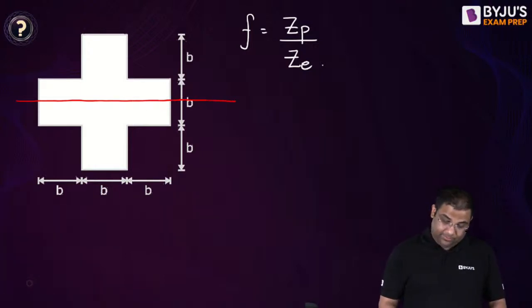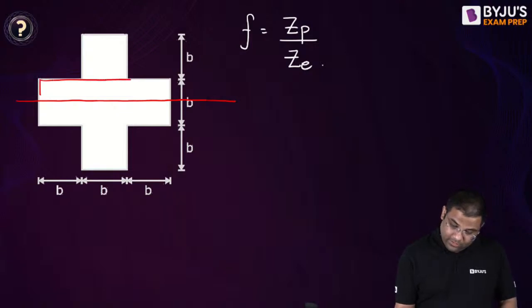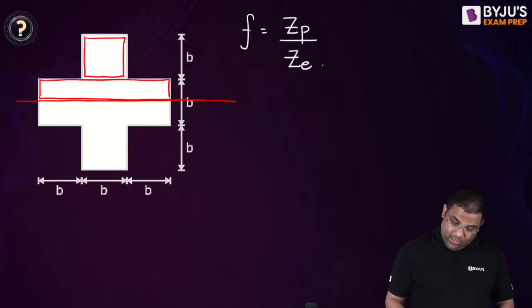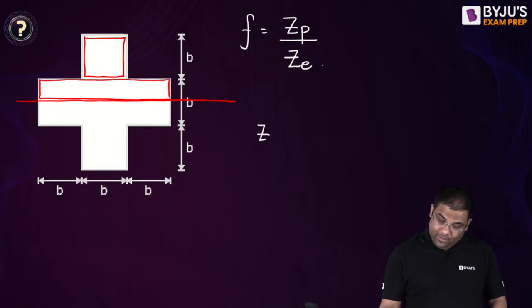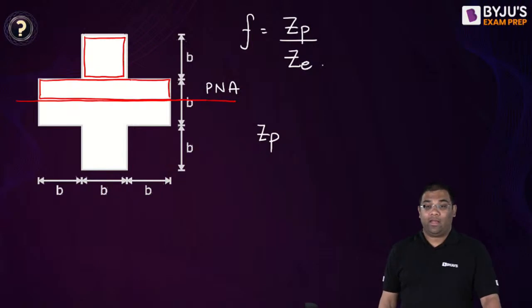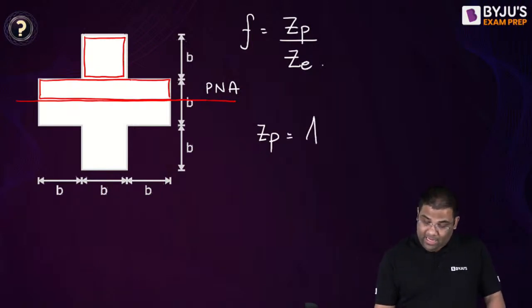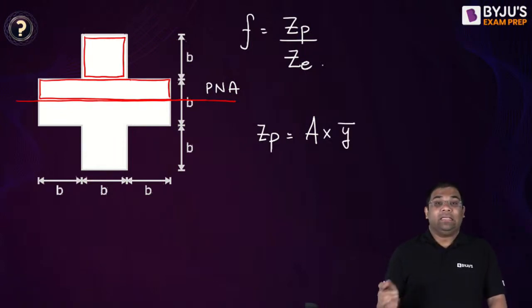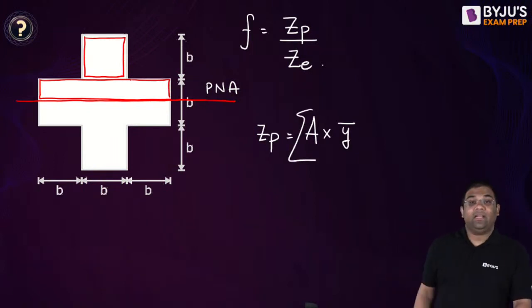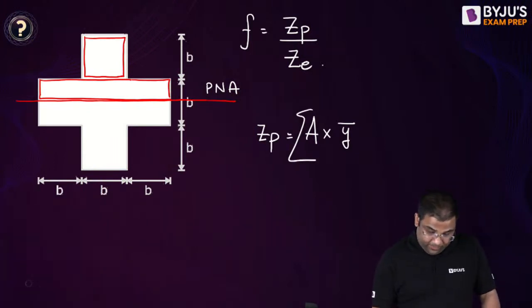Now what you can do is, you can take this part as a rectangle, you take this part as a rectangle. Okay. Now how do you find out Zp? First of all, this is the plastic neutral axis. Why? Because it's dividing into two equal parts. Now how to find out Zp? Very easy. You take the area of the rectangles into the distance of the centroid of the rectangle from the plastic neutral axis and take a summation. That is very easy now. If you see this first rectangle, what is the area?